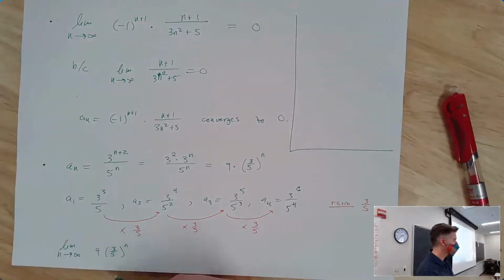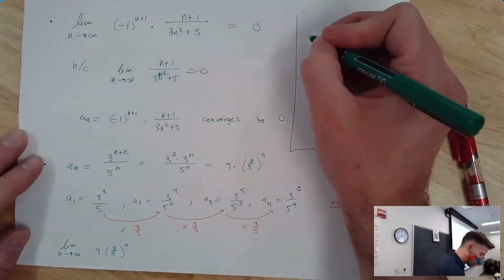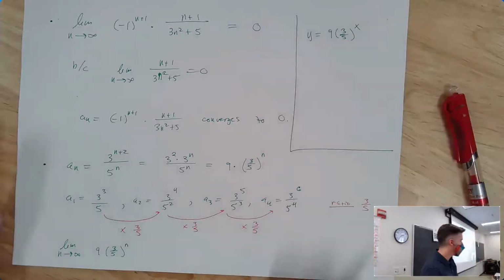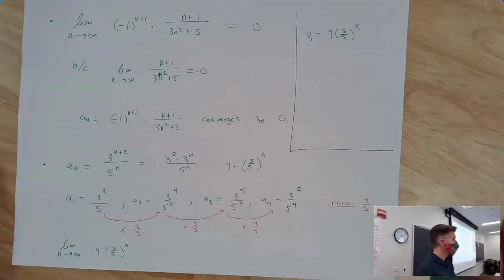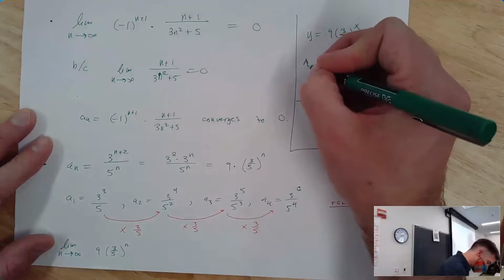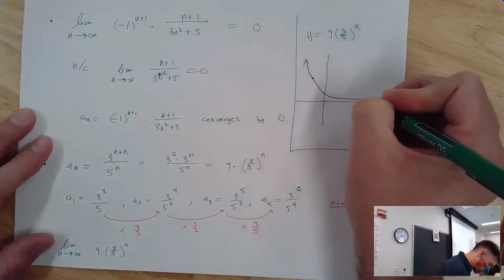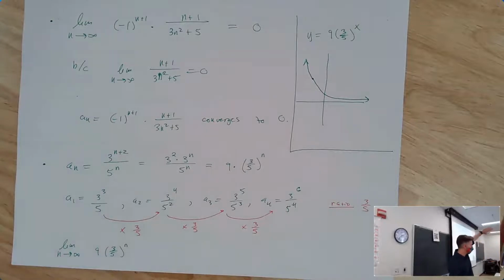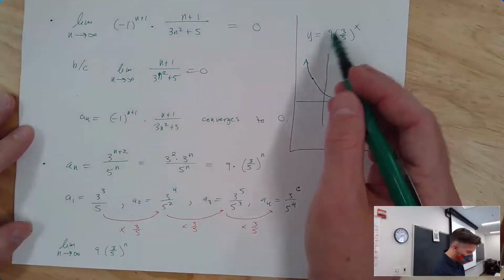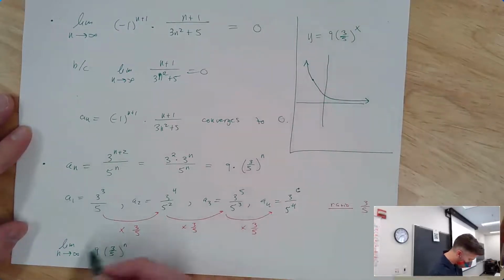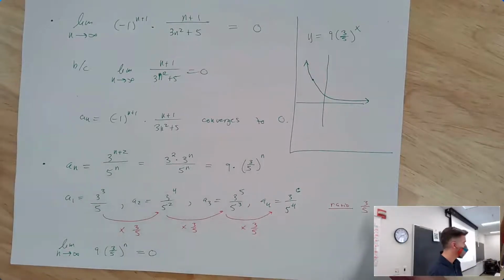This is really just an exponential function. If you're going to graph y equals 9 times 3/5 to the x, it's an exponential function where the base is smaller than 1, meaning it has this look to it, where it decreases from left to right. Whereas if the base is larger than 1, like e to the x, it increases from left to right. But that's telling us, oh, if that's what my function looks like, it's getting closer and closer and closer to 0, which means the sequence is getting closer and closer to 0.